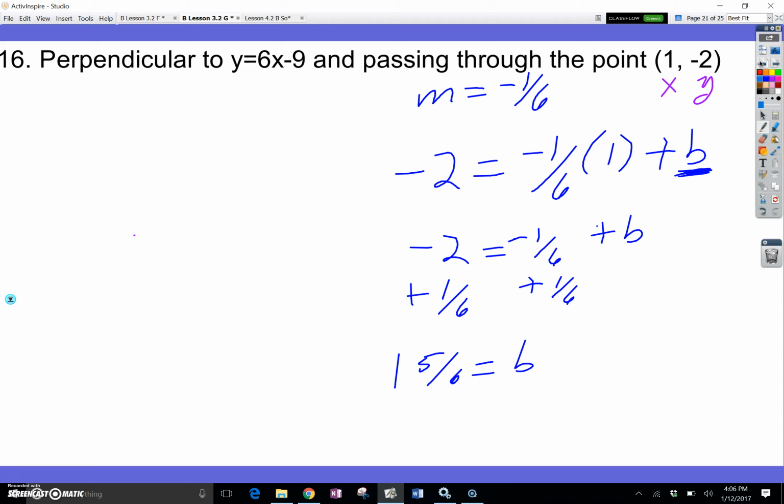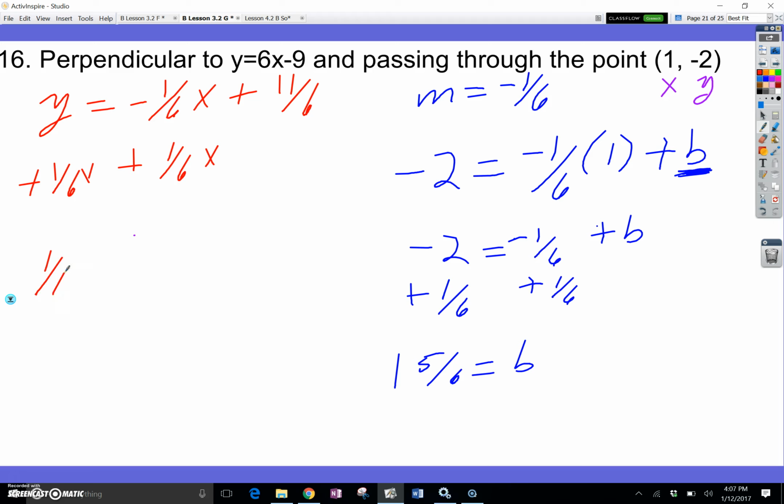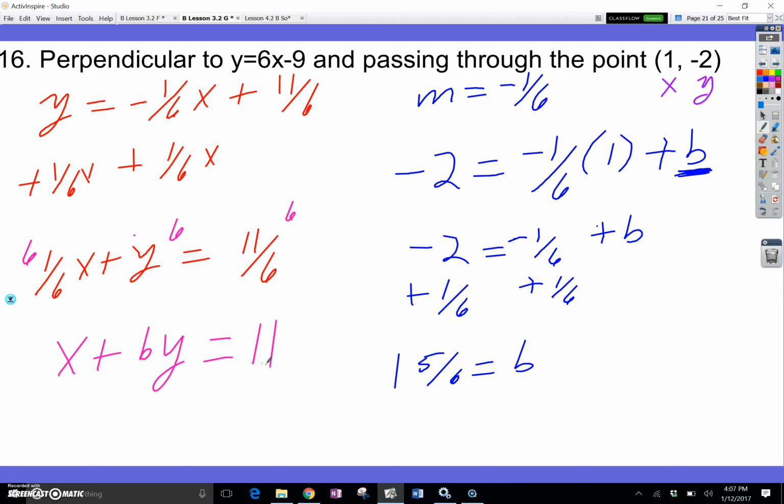I'm going to write that in slope-intercept form. So it's going to be y equals negative 1 over 6 x minus 11 over 6. I'm going to add 1/6 x to both sides to get positive 1/6 x plus y is equal to negative 11 over 6. And then I'm going to multiply each term by 6 because I can't have any fractions, which is going to give me x plus 6y equals negative 11. So that's your answer in standard form.